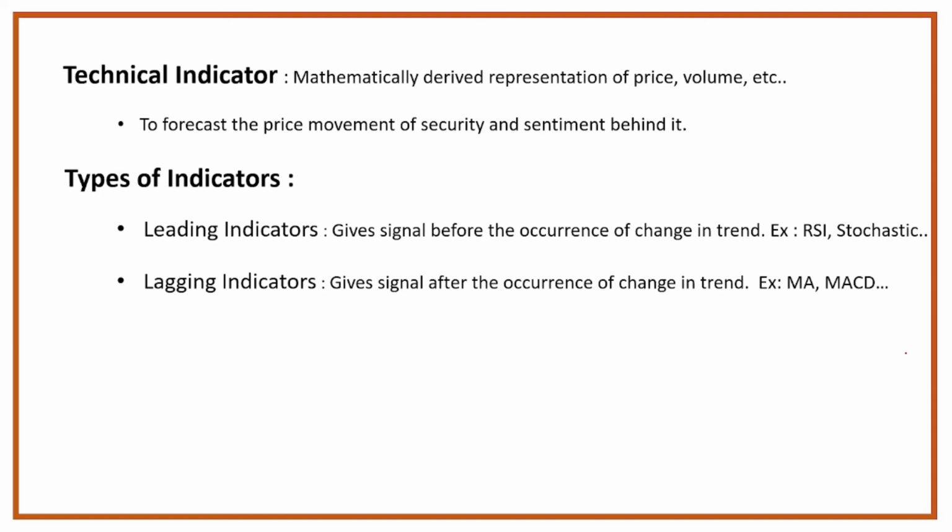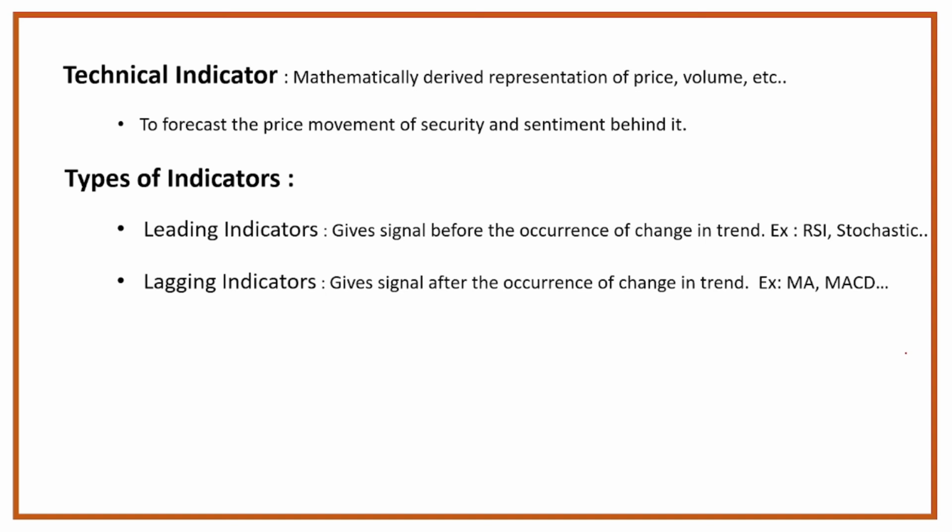That is the lagging indicator. This type of indicator usually gives the signal after the occurrence of a change in trend. For example, moving average and MACD all generate the signal after the occurrence of a change in trend. You might think, what is the use if the indicator gives a signal after the change in trend, correct? But let me tell you, friends, these lagging indicators also help us in confirming the change in trend. So you can keep this point in mind that it gives a confirmation, all right?